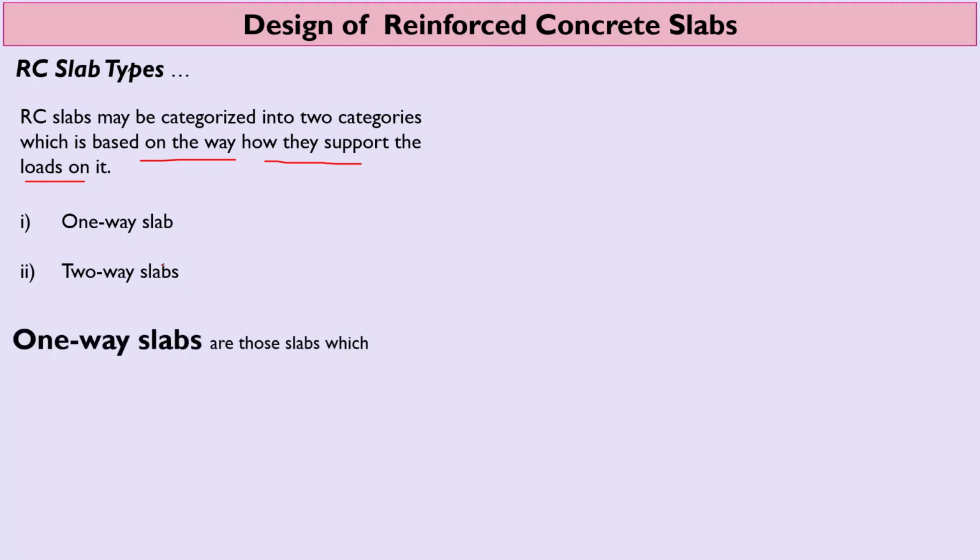Now, first of all, let us understand the meaning of one-way slab, how it behaves, and what the behavior will be with respect to the loads and moments if the slab is to be designed as a one-way slab. One-way slabs are those slabs which carry load on their shorter span. You are well aware that a slab has two dimensions, so two spans we can say. One will be the longer span, the other will be the shorter span. So when the load is directly carried by the shorter span, that type of slab is known as a one-way slab.